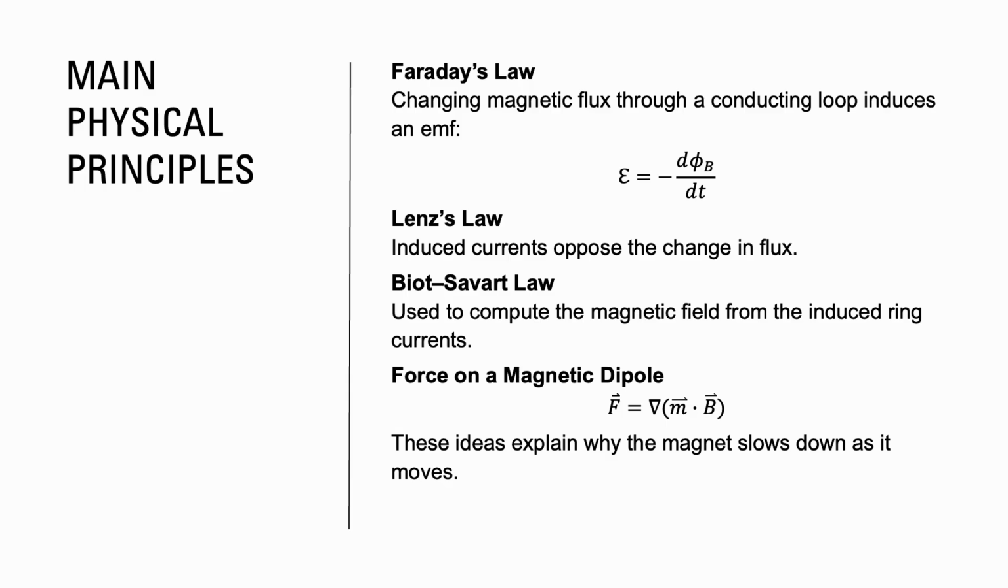The physics behind this lab relies on Faraday's law, Lenz's law, and the magnetic dipole model. A changing magnetic flux induces an EMF given by minus d phi B over dt. Lenz's law tells us that the induced currents oppose the change in flux. The magnet is modeled as a point dipole, which lets us calculate the magnetic field at any point. Finally, we use the Biot-Savart law to compute the field generated by each induced ring current, and the force on the magnet is the gradient of the dot product of its dipole moment with that field.